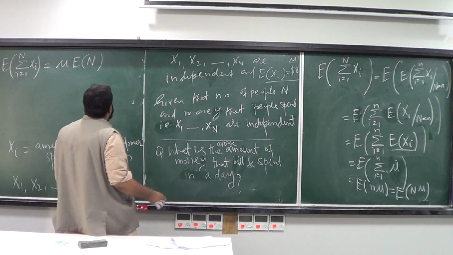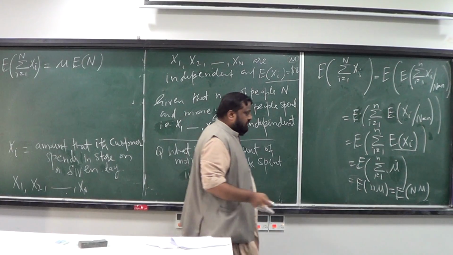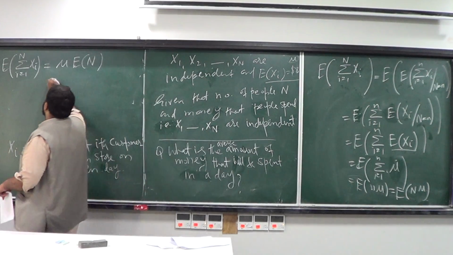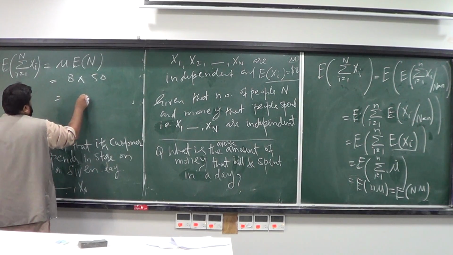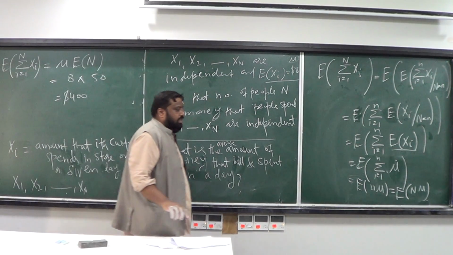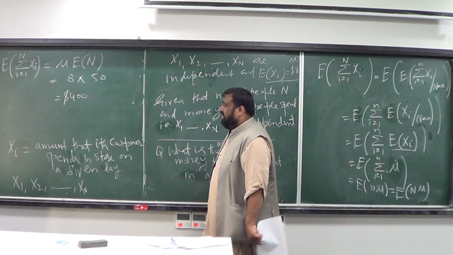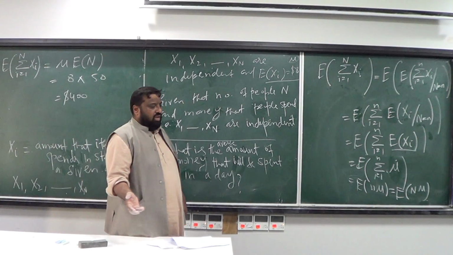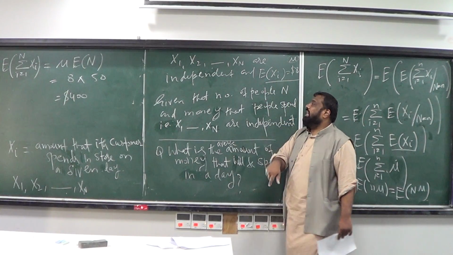Now we know the expected value of the random variable N, that it is 50. So mu is 8 and the expected value of N is 50. So it's going to be $400. So the net spending that will be done by the total number of people in a given day is going to be $400, provided that on average 50 people visit the store, and on average everyone spends $8.